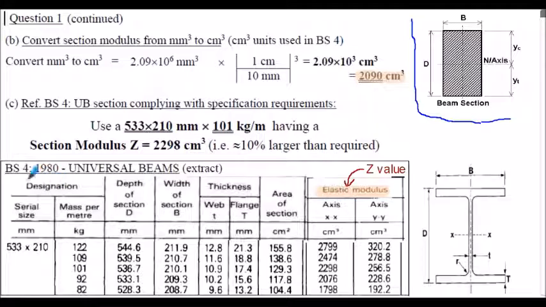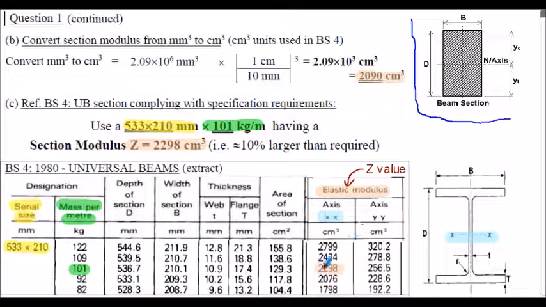So we're now referring to our extract of BS4 for universal beams. And as usual, I'll scan the section modulus column here. Remember, we're always bending about the XX axis. Scanning down the column, the most appropriate section appears to be this one here that has a section modulus of 2,298 centimeters cubed. We want a minimum of 2,090 centimeters cubed.